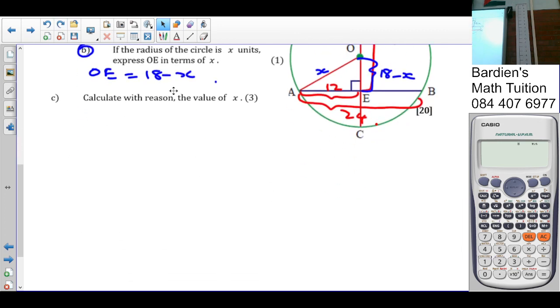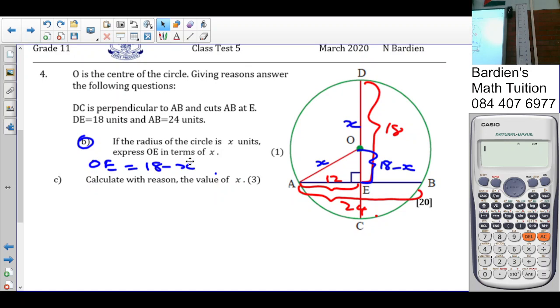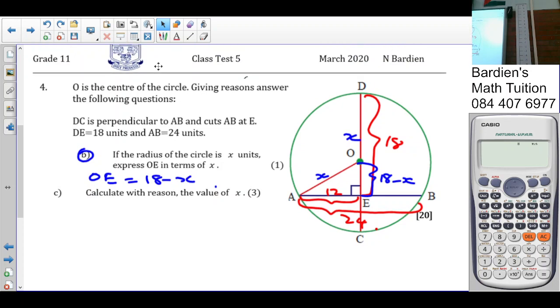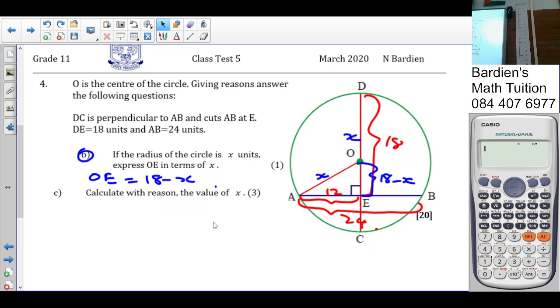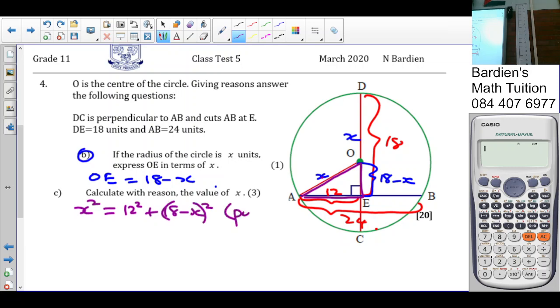Let's look at C. In question C, calculate with reason the value of x. So looking at this here, we solve for x. So we can apply what in this triangle? The theorem of Pythagoras. So it's going to be x squared is equal to 12 squared plus (18 minus x) all squared. Why? Because of Pythagoras with OEA equals 90. Sorry, we must say that that angle is 90.